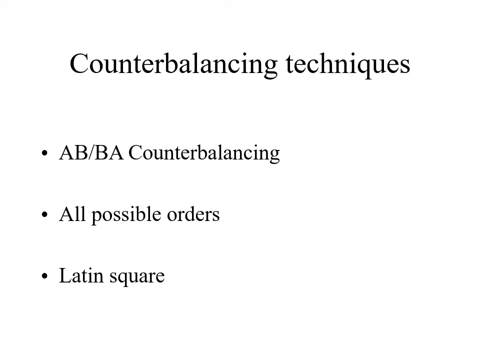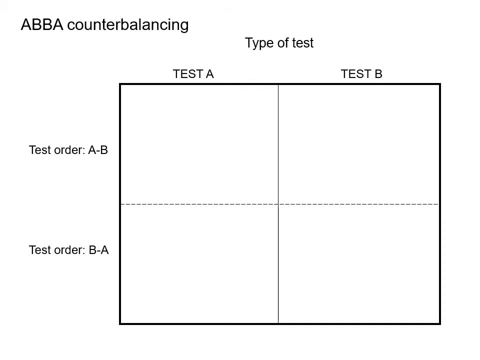Now the AB/BA counterbalancing is basically something that we've said in the previous slide. So you have half of the people get test order A followed by B, and then the other half get test order B followed by A. And so now when you balance them out, you have a better idea of whether test A is really harder or easier than test B.